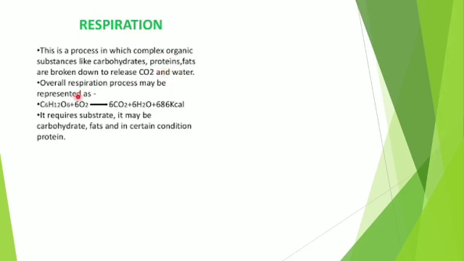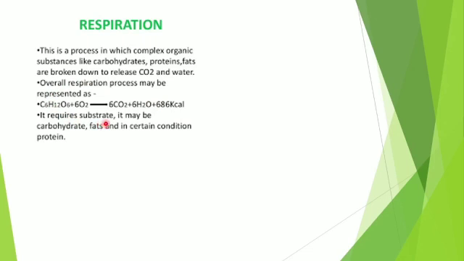As I told you, it is the breaking down of carbon bonds, and it can be represented. Here C6H12O6, which is glucose, reacts with oxygen to give carbon dioxide and water along with energy. This is 686 kilocalories, the energy released per glucose molecule that is broken down. So respiration is the breaking down of the carbon bonds that exist between the 6 carbon atoms of glucose. That is what we will be talking about now.